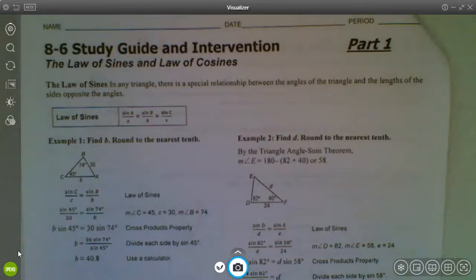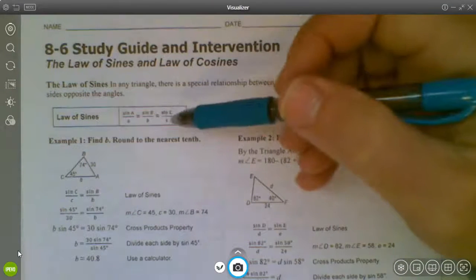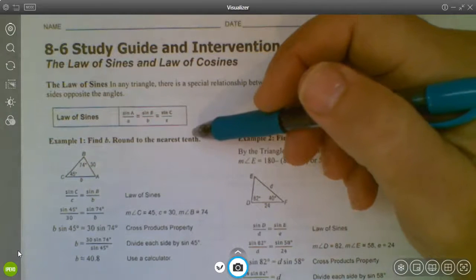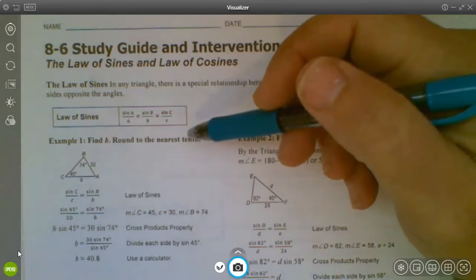Again, the main thing I want you guys to remember in both parts of this lesson is that this is the approach that we take when it's not a right triangle. When it's a right triangle, we have all those other methods: SOHCAHTOA, Pythagorean theorem, all that stuff. That was for right triangles. Now we're looking at what to do if it's not a right triangle. The law of sines is the easier of the two. The law of sines is simply setting up a proportion.